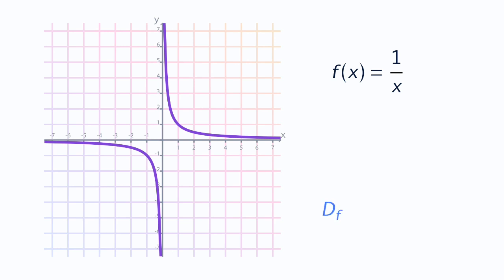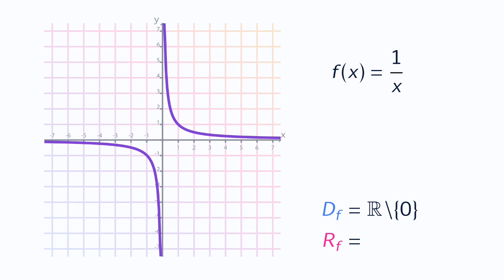So the domain of the function f of x equals 1 over x is all of R except 0. You write it like this. The big R is a way to refer to the set of all real numbers. Next, you want to find the range of f, known as Rf.